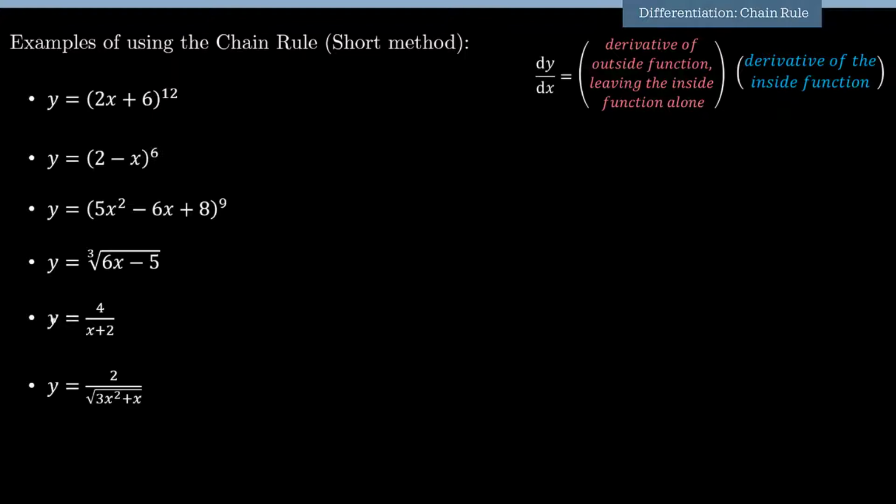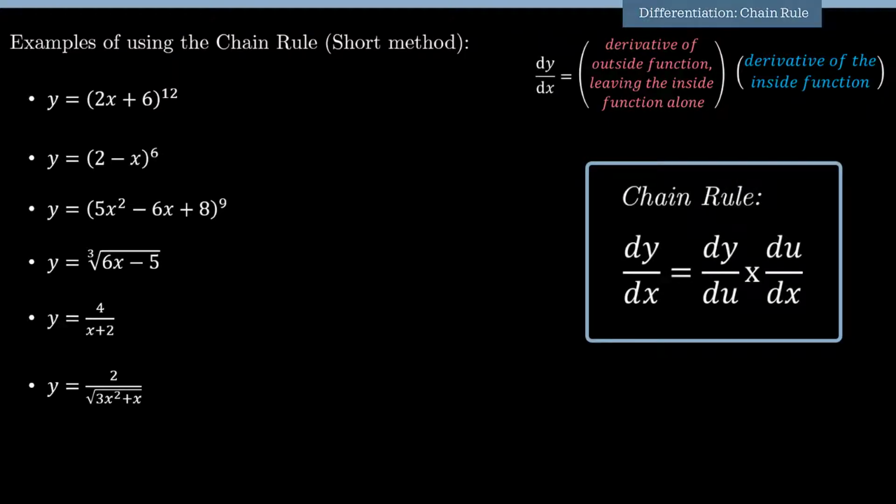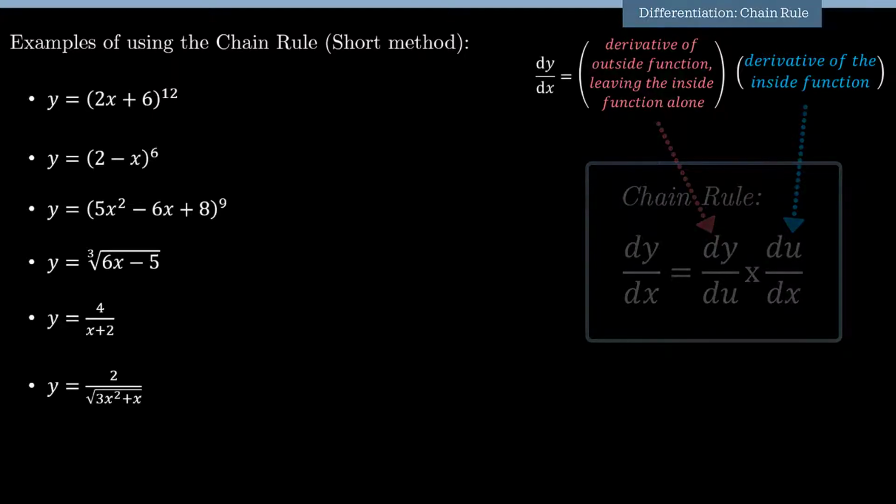I have 6 examples over here, and I need to differentiate each of these using the short method of the chain rule. The short method says that dy upon dx is equal to the derivative of the outside function, leaving the inside function alone, times the derivative of the inside function. This is exactly the same as the chain rule. This was the derivative of the outside function, and this was the derivative of the inside function. So here we're going to learn how to use the chain rule directly without identifying u.